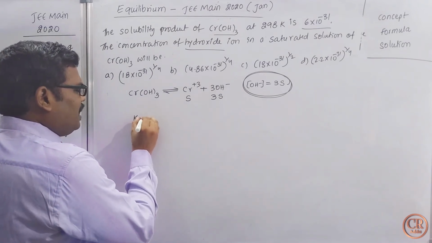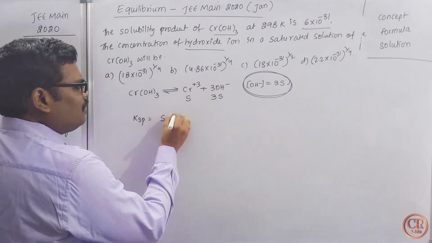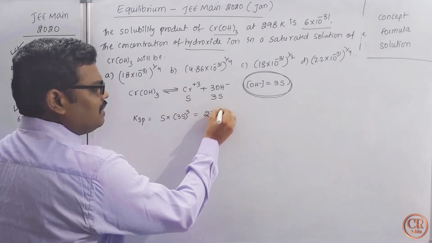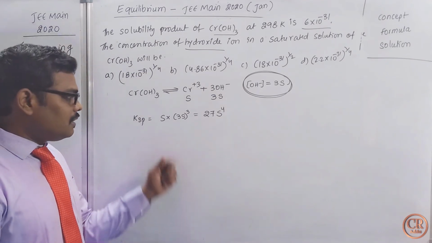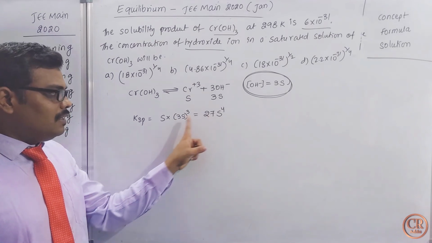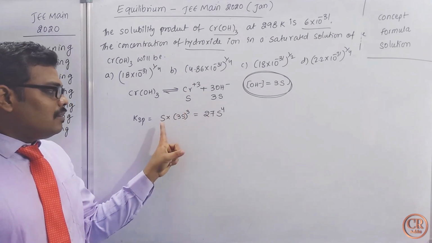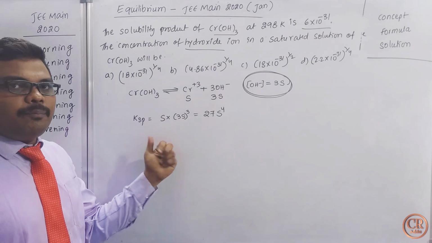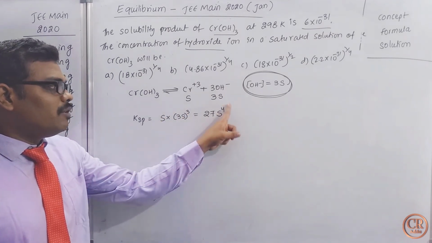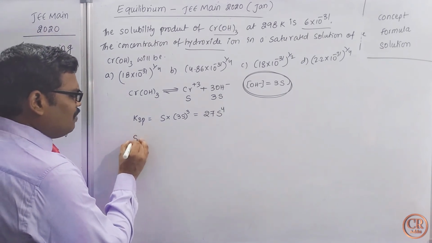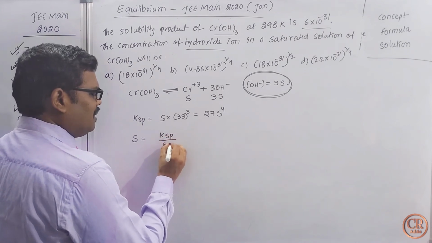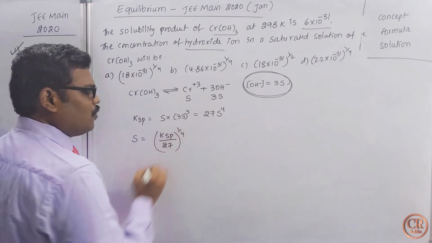Now Ksp is equal to s into (3s) whole cube. This is equal to 27 s power 4. See here, s into (3s) whole cube: 3 cube gives 27, s power 3, s power 1. When the base is the same, powers should be added. So s power 1 into s power 3 gives s power 4. So from this, solubility is equal to (Ksp by 27) whole power 1 by 4.